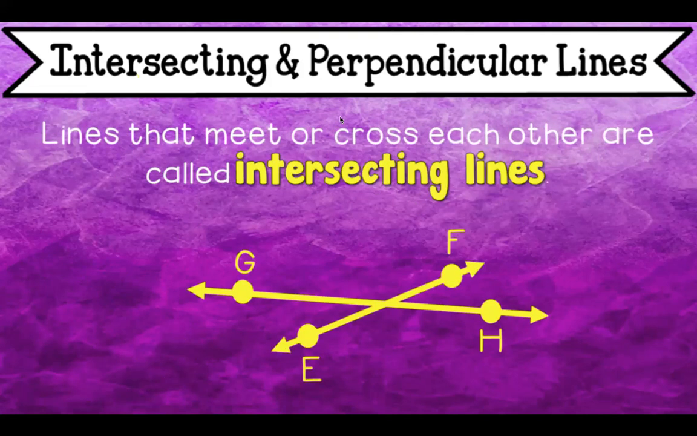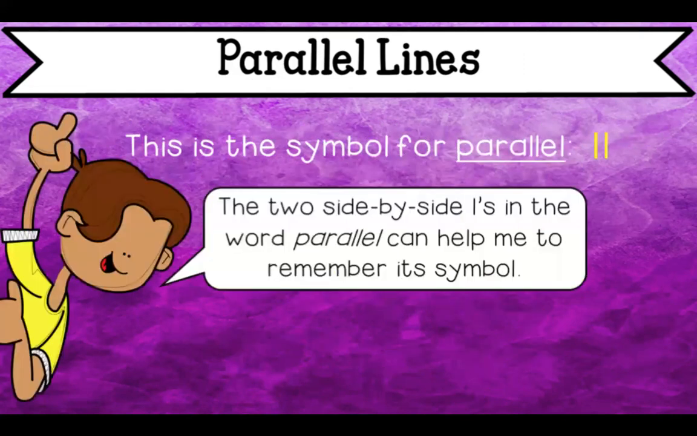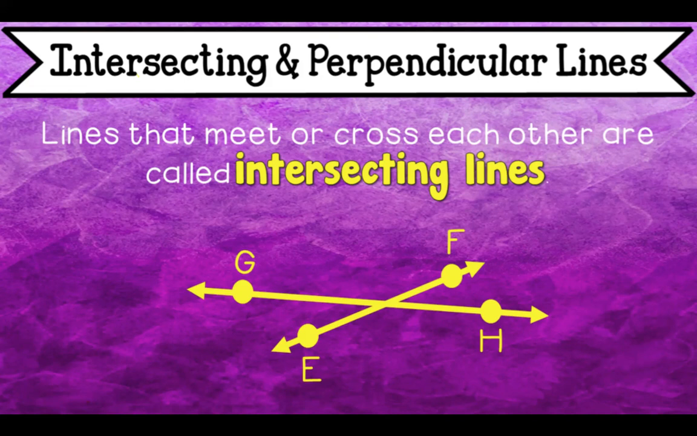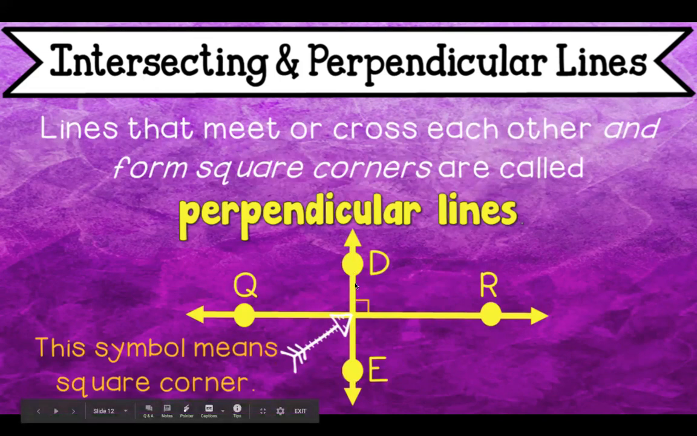so we have talked about parallel lines, lines that will never meet. They are always the same distance apart. We have intersecting lines, lines that cross each other. And now we have more specifically perpendicular lines. These are lines that meet or cross each other and form square corners. So we see how line DE crosses QR and it makes a square corner, almost like a plus sign right here.